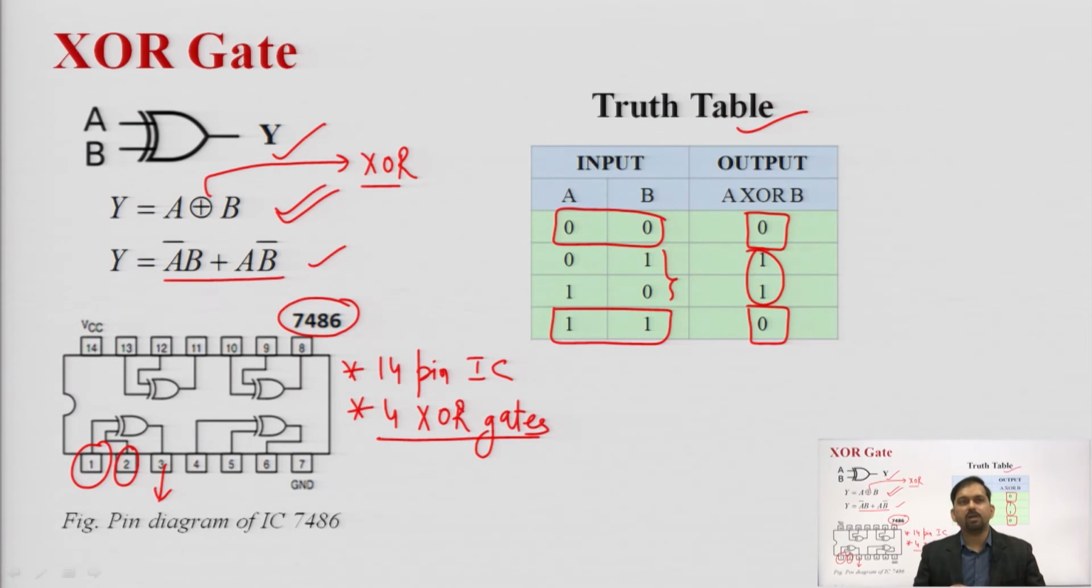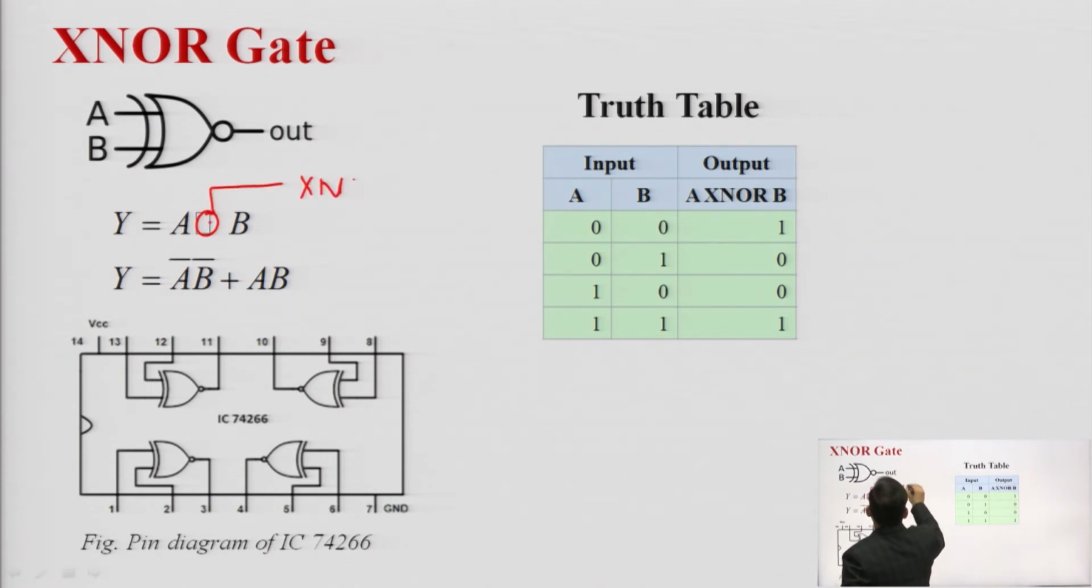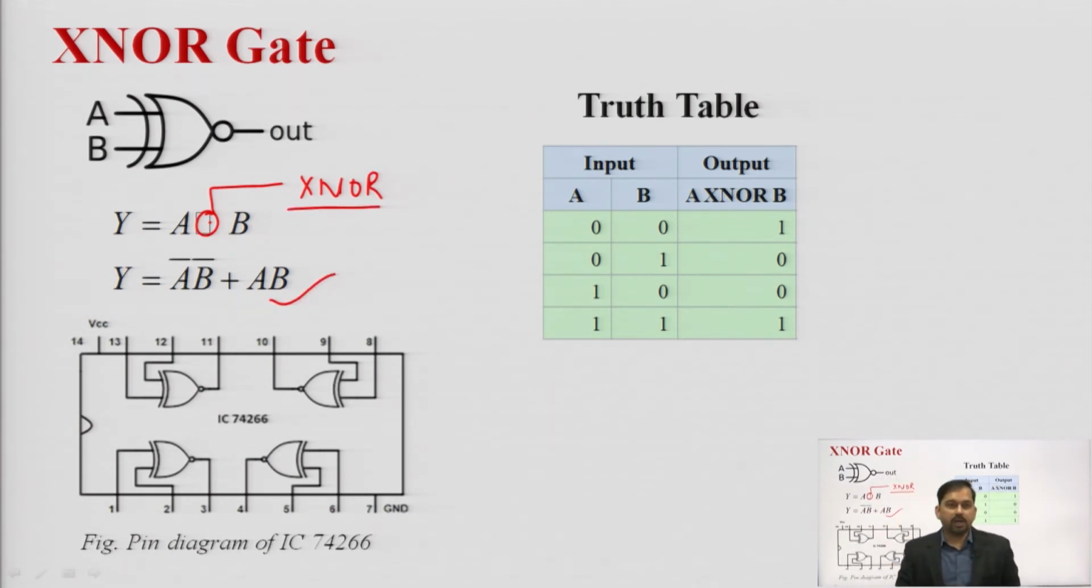It must be remembered that when both the inputs are the same, the output is 0, and when the inputs are different, the output is 1. Now for XNOR. What is XNOR? XOR followed by a NOT gate means it is represented by something like this. This is the symbol for XNOR. So in Boolean form it will be y equals A bar B bar plus AB.